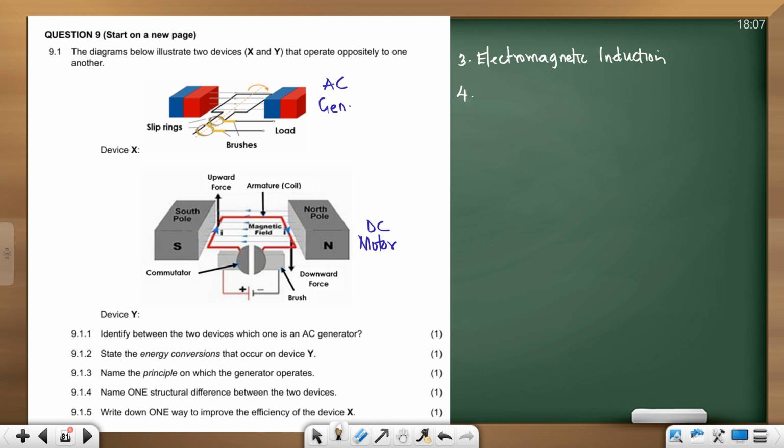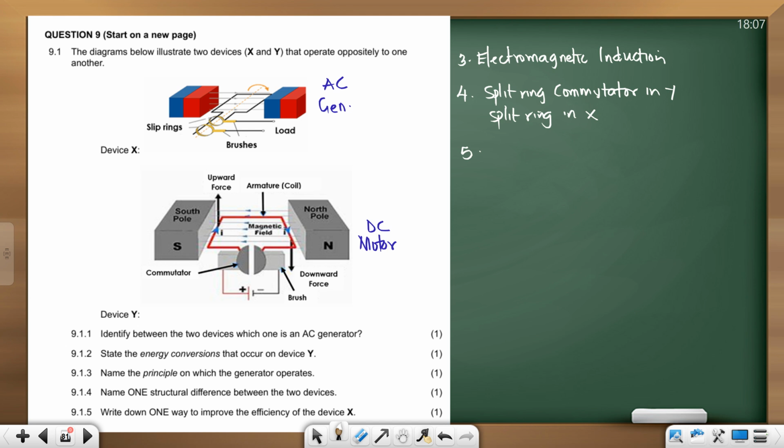Number 4. Name one structural difference between the two devices. Structural means how it looks. What's the difference between the two of them? Slip ring and split ring. Split ring commutator in Y, slip ring in X.